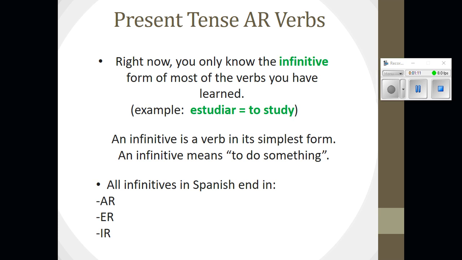Okay, also, all infinitives in Spanish end in either AR, ER, or IR. That's the last question for Part A. So it says, what do infinitives end in? Let's put AR, ER, and IR.